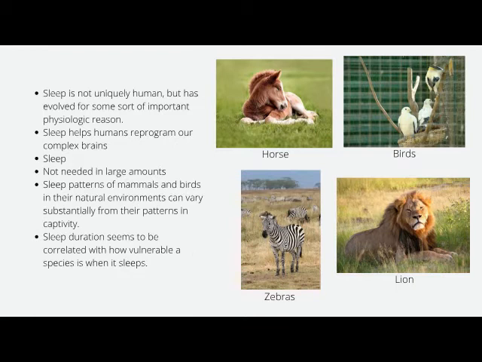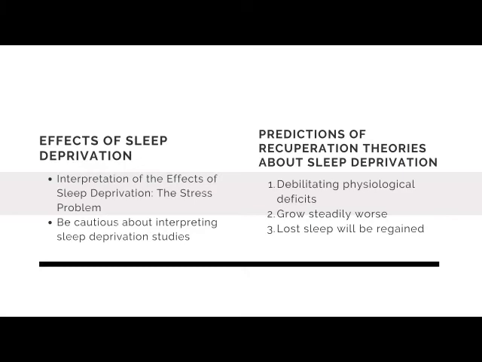Fourth, sleep duration seems to be correlated with how vulnerable a species is when it sleeps. Predators tend to sleep longer, whereas prey species sleep for shorter periods of time. For example, zebras must graze almost continuously to get enough to eat and are extremely vulnerable to predatory attack when they are asleep, and they sleep only about 2 hours per day. In contrast, African lions often sleep more or less continuously for 2 or 3 days after they have gorged themselves on a kill.